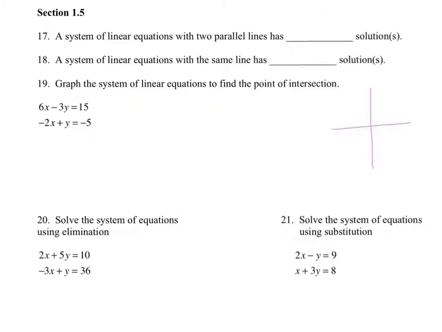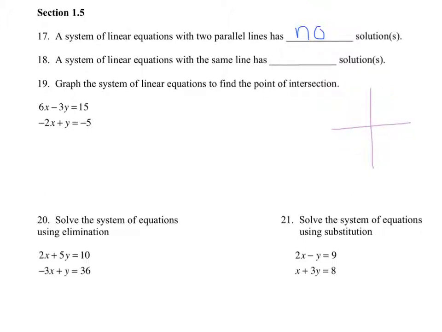Problem 17 asks, a system of linear equations with 2 parallel lines has how many solutions? So if we think about what a solution is to a system of linear equations, it is the point of intersection between 2 lines. So if we have 2 parallel lines, do they ever intersect? The answer is no. So if we have a system of linear equations and it's 2 parallel lines, it will always have no solution because parallel lines never intersect.